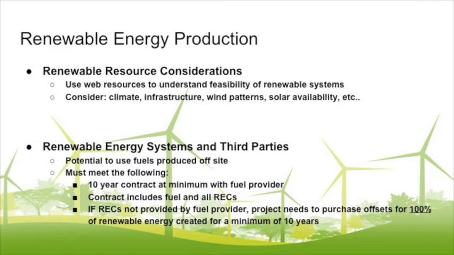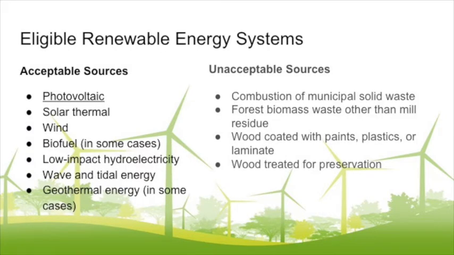There must be a 10-year contract at minimum with the fuel provider. The contract has to include fuel and all renewable energy credits. If the renewable energy credits are not provided by the fuel provider, the project needs to purchase offsets for 100% of the renewable energy created for a minimum of 10 years. There are numerous types of energy that can be used to receive this credit.